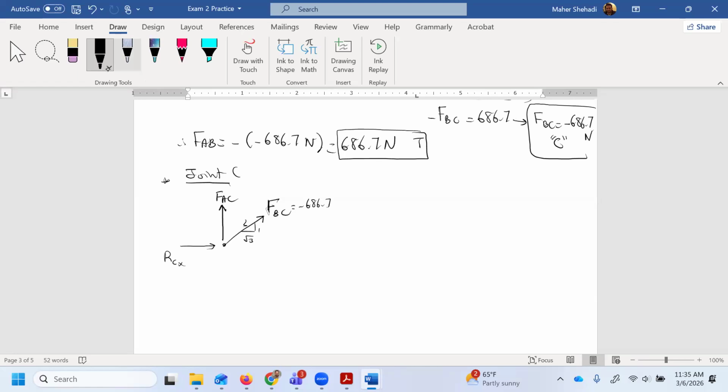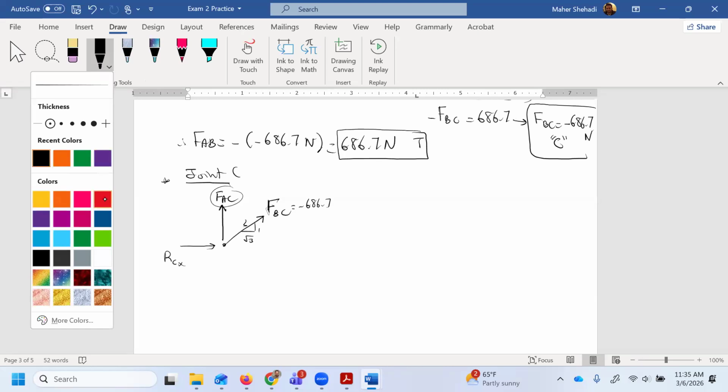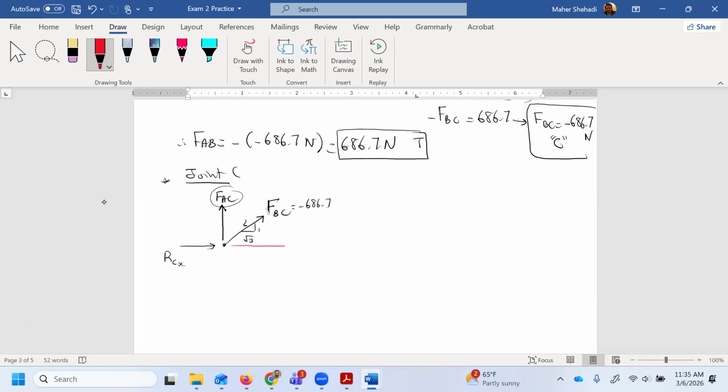So now if we decompose this, I'm looking for FAC. I didn't ask you to solve for the support forces. So this would be FBC square root of 3 divided by 2. That's the X. And the Y is FBC 1 over 2. I already have FBC. Therefore, if you look into the Y direction, I can find FAC because that's the only unknown. So actually, we can use this joint to solve for RCX without looking into the external moment equation for the whole body.